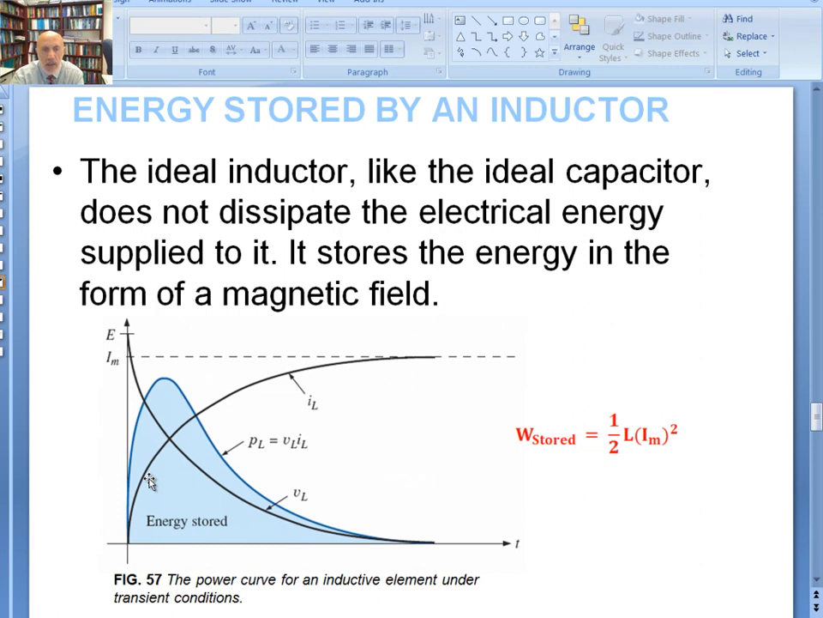So the shaded area is the total energy stored inside that magnetic field. It turns out to be equal to 1/2 L times the maximum current, in this case the steady state current, quantity squared.